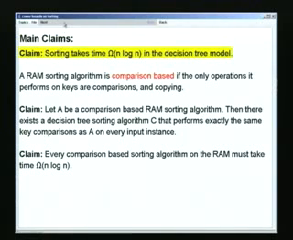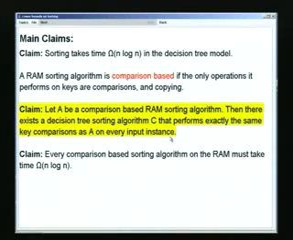Now we want to look at the next claim. The next claim is the one which relates comparison based sorting algorithms in the RAM to decision tree sorting algorithms. The claim says: let A be a comparison based RAM sorting algorithm, then there exists a decision tree sorting algorithm C that performs exactly the same key comparisons as A on every input instance.